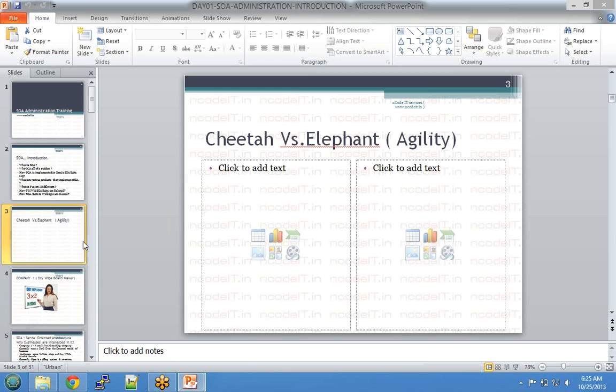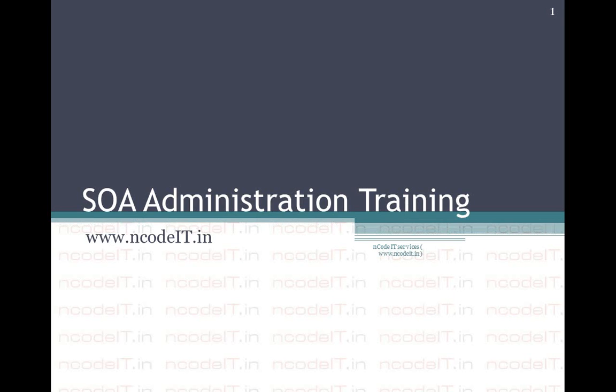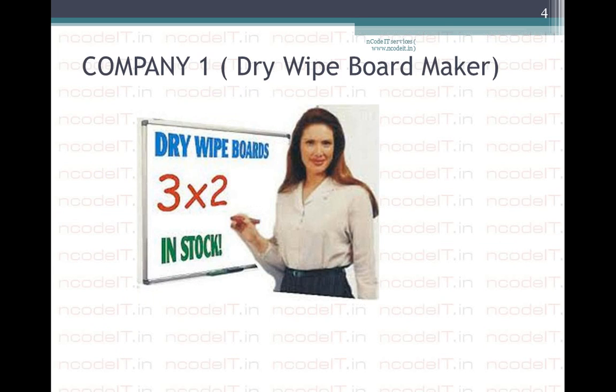Now let's see a couple of businesses, what they really want to do and how SOA provides agility. Take for example a board making company, a traditional board making company. They are usually called dry wipe board makers. We see all of these boards in our conference rooms, in our offices. Now let's say there is such a company that traditionally sells these boards over the counter. Means people go to their counter, you pay the money, and then they send the board to your office. That's the regular way of doing their business at this point.